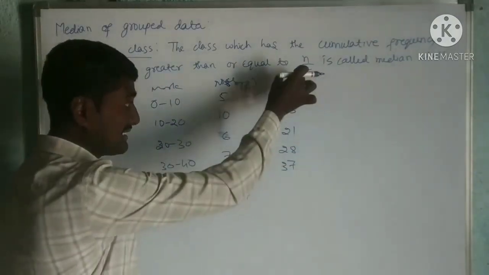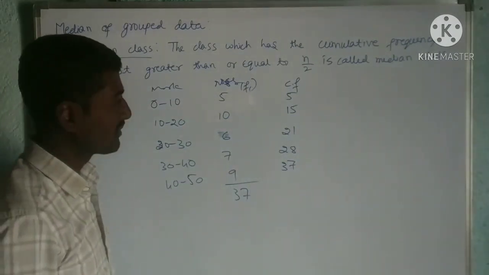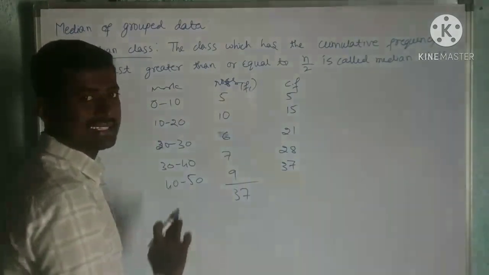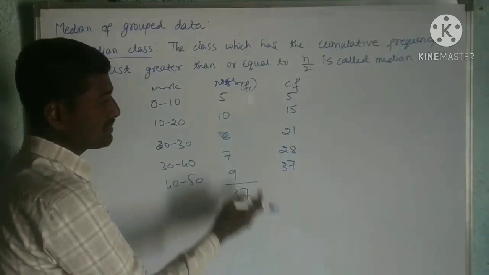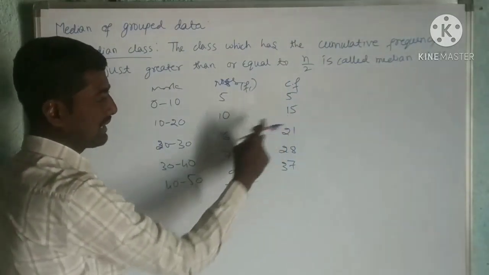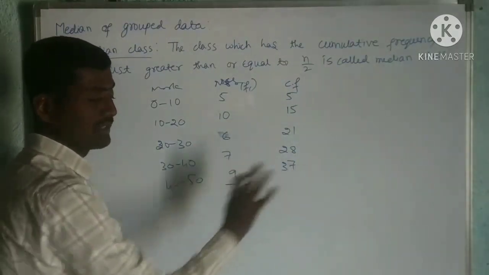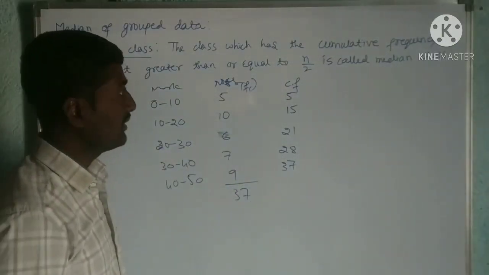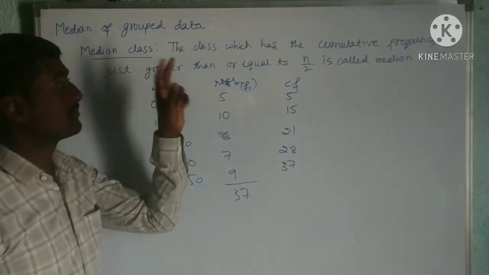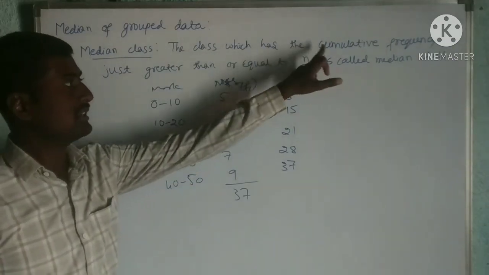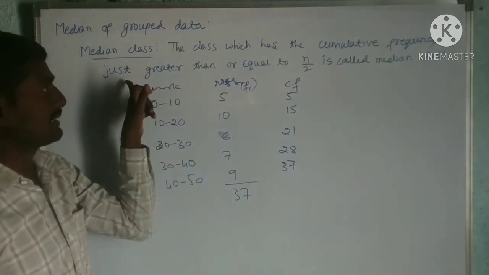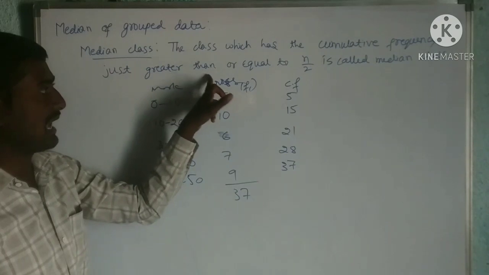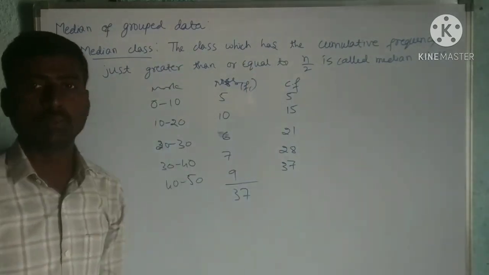This is the cumulative frequency. First term you write as it is. For the remaining terms, I have to add the corresponding element. So this is a cumulative frequency. Now you see the definition here. The median class is the class which has the cumulative frequency just greater than or equal to n by 2.